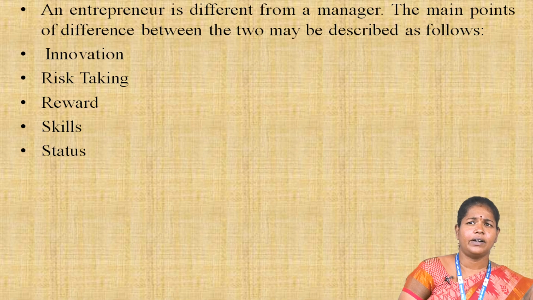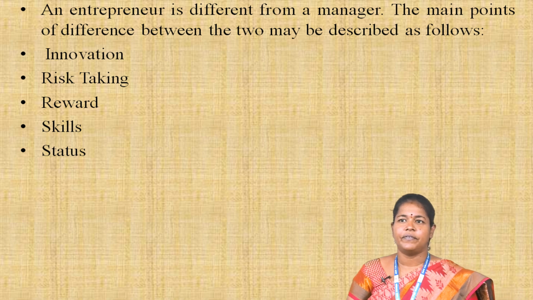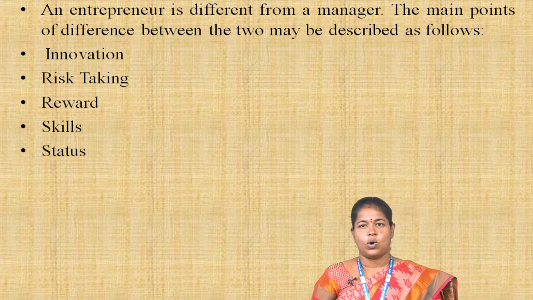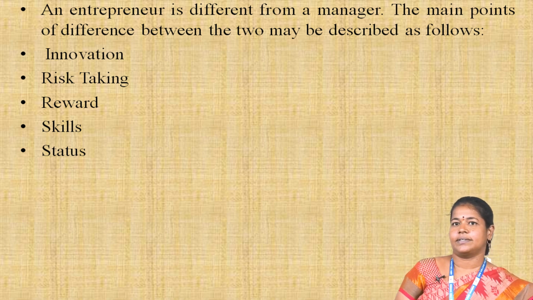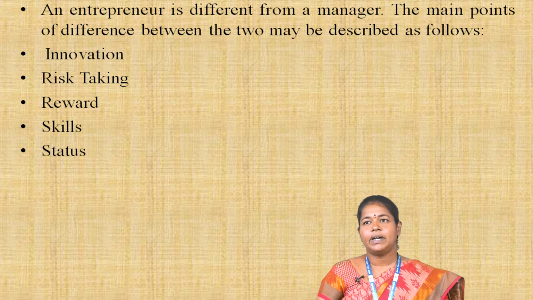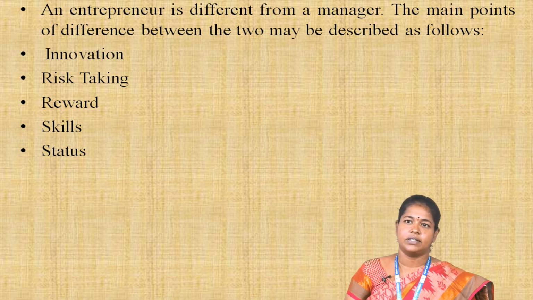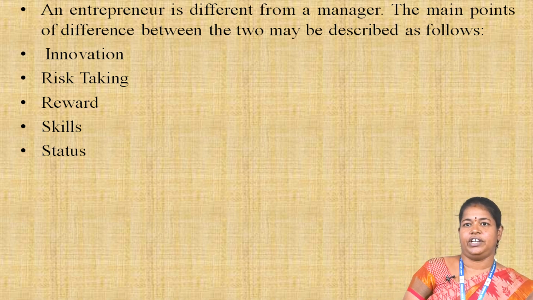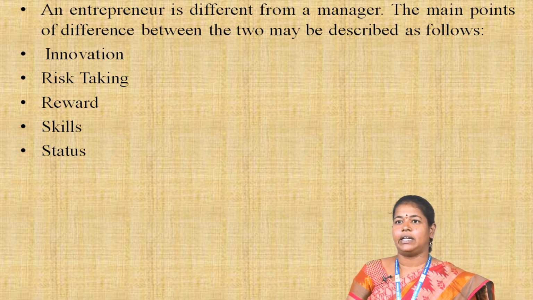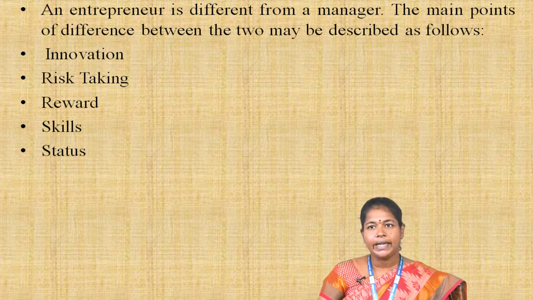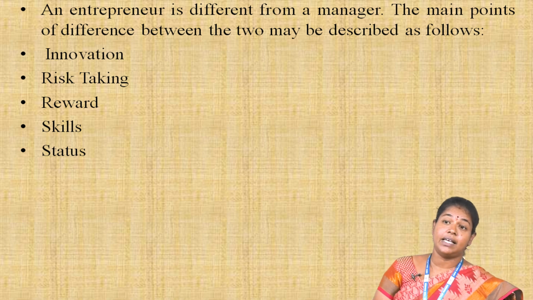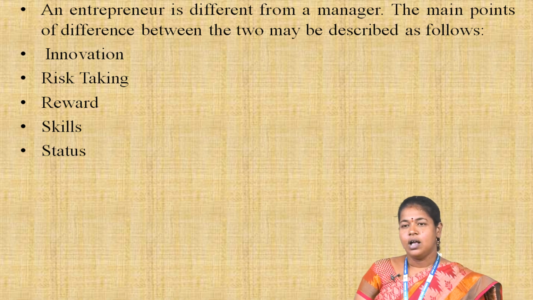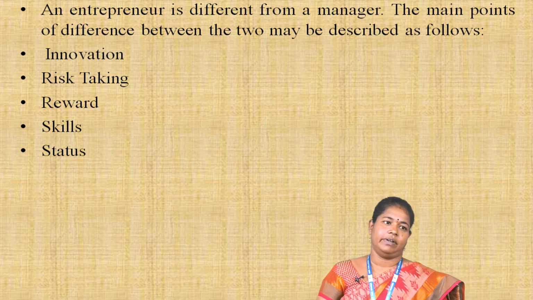An entrepreneur is different from a manager. The main points of difference between the two may be described as follows: innovation, risk-taking, rewards, skills, status. Innovation: the entrepreneur does not live with the status quo. He works to change in accordance with his or her personal vision and value. He is more than an inventor. An inventor only originates the invention. But the entrepreneur goes much further by exploiting the invention commercially or by applying the invention.